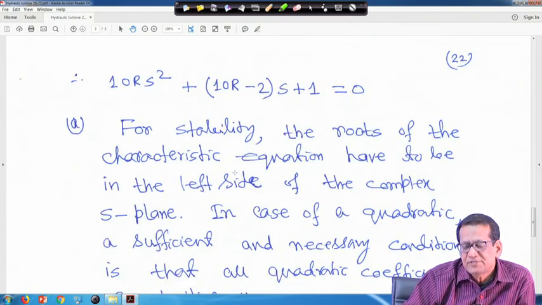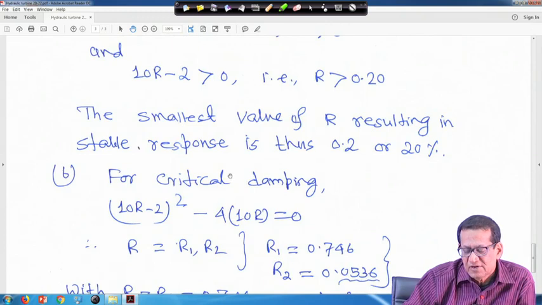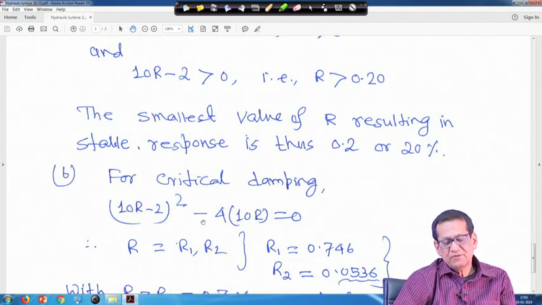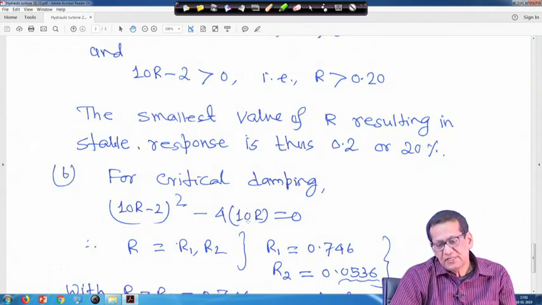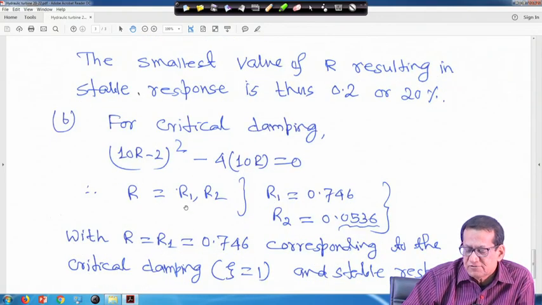Roots will be the same, that means b square minus 4ac will be equal to 0. So, second case for critical damping, b is (10r minus 2) whole square, minus 4 into a, this is a and c is 1. So, minus 4 into 10r is equal to 0, right. If you solve for this one, you will get r1 is equal to 0.746 and r2 is equal to 0.0536.